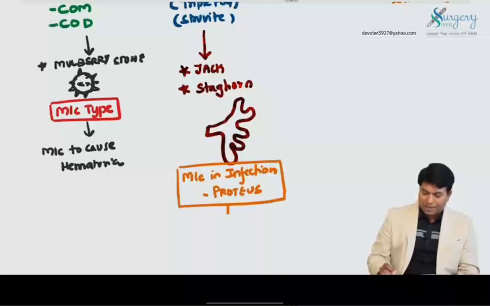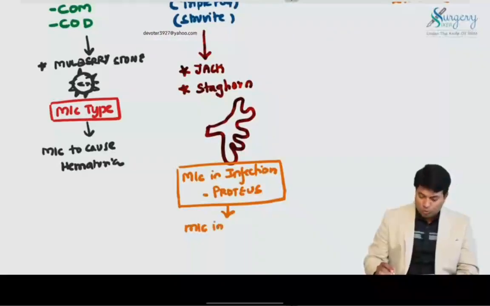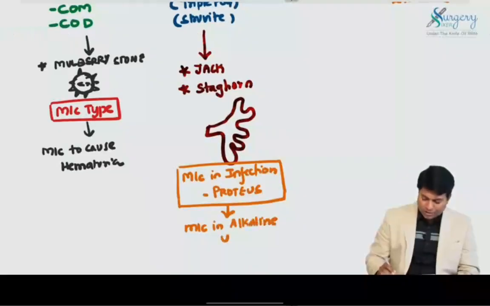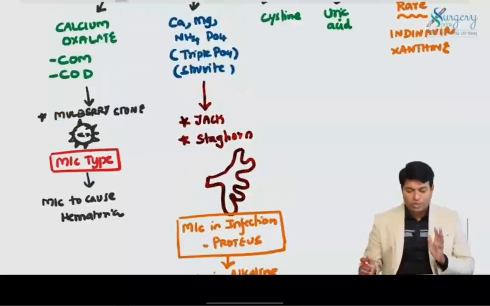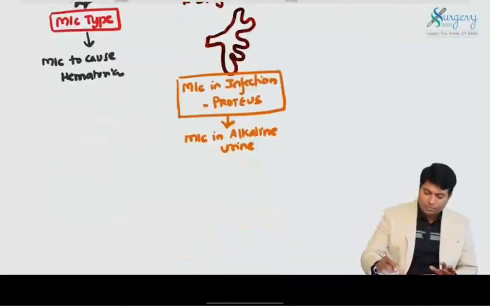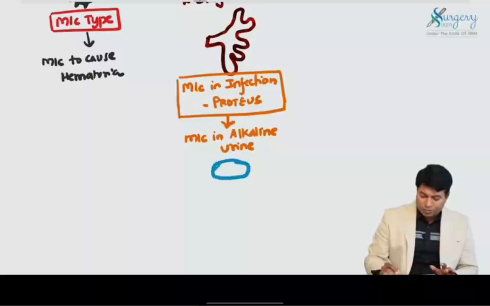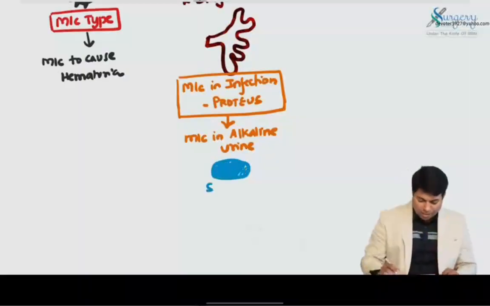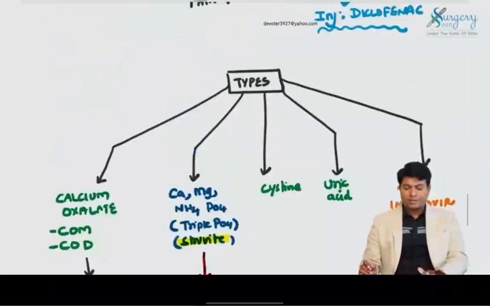And triple phosphate is the stone most common in alkaline urine. All other stones are more in acid urine, but this is the stone seen in alkaline urine. So triple phosphate stone is also known as struvite stone, jack stone, staghorn stone, and it is most common in infections and in alkaline urine. Interesting point is it has a smooth surface. It is not mulberry like, it is smooth.